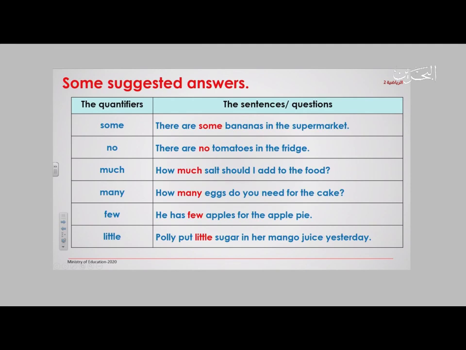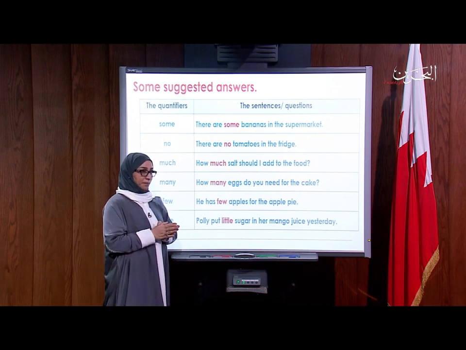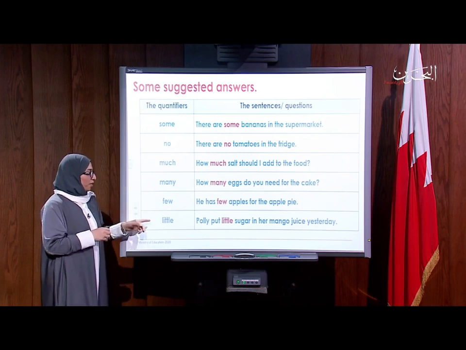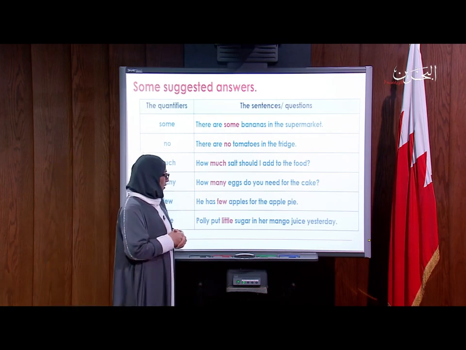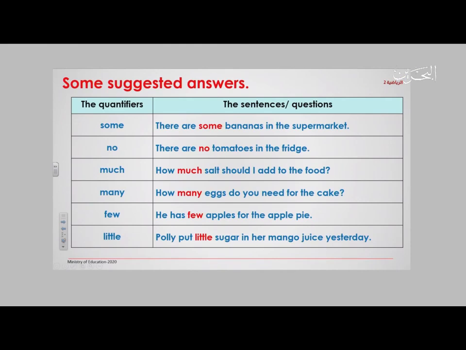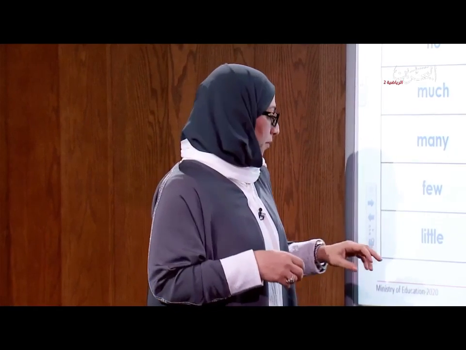Many. How many eggs do you need for the cake? Again, eggs countable. That's why we used many. Few. He has a few apples for the apple pie. Few, I use it only with countable. And if it's uncountable, I use little. Polly put little sugar in her mango juice yesterday. These are some suggested answers, and I want you to practice more using or writing sentences with quantifiers.